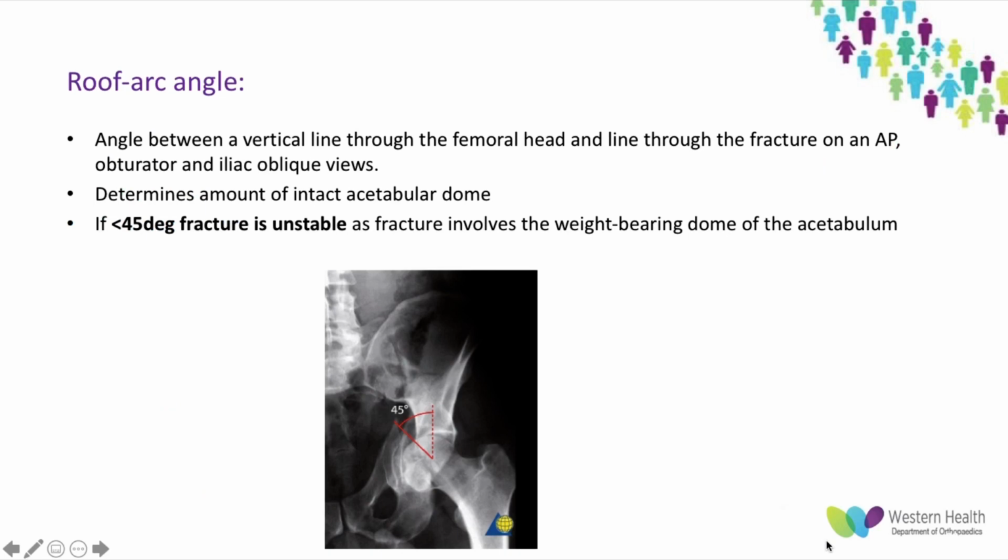The roof arc angle is an angle that's measured on AP, obturator, and iliac oblique views, and it gives you a radiological indication of whether you have a stable or unstable fracture. To measure the roof arc angle, you take a vertical line through the femoral head and a line through the fracture, and the angle, if it's less than 45 degrees, is considered unstable because the fracture involves the weight-bearing dome of the acetabulum.